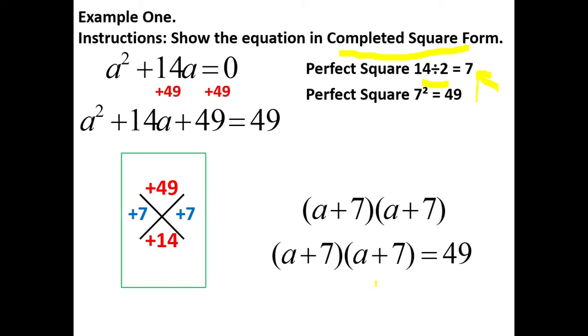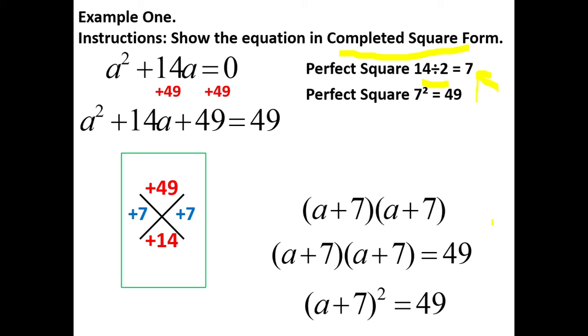So the other way to write this is the exact same thing because your two factors are exactly the same. It's an a plus 7 and an a plus 7. That's another way to write a plus 7 squared. And there it is. We have now used completed squares form of a quadratic equation. We took this quadratic that we originally had, we had to add something into it, and now this is our answer. A plus 7 squared equals 49.